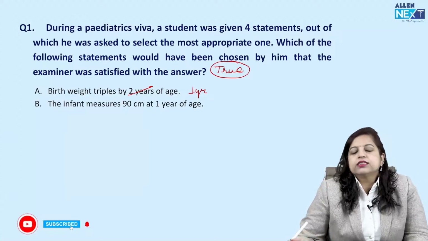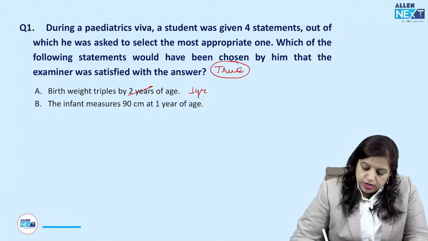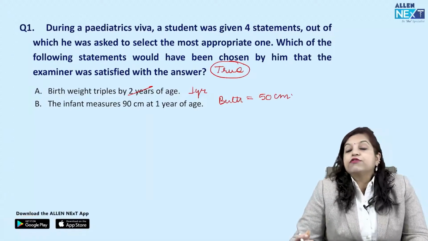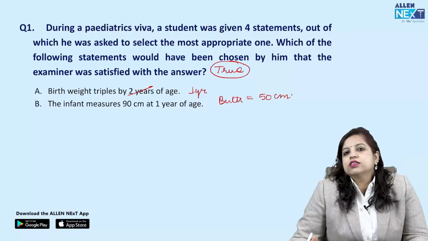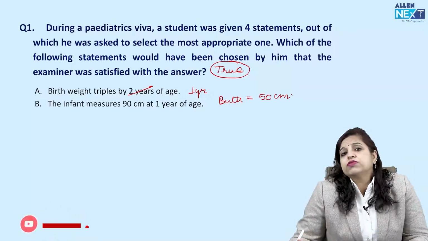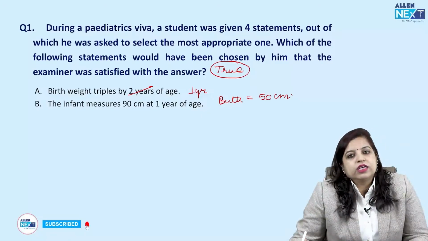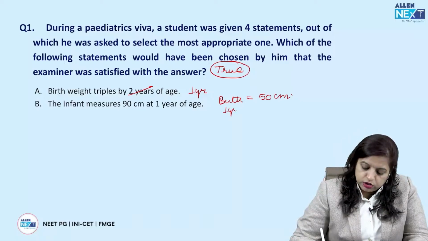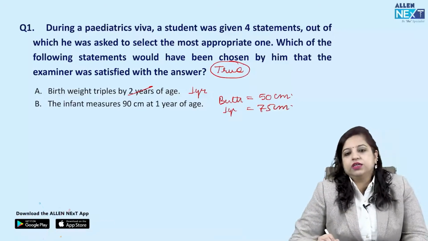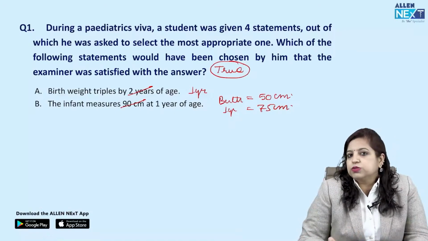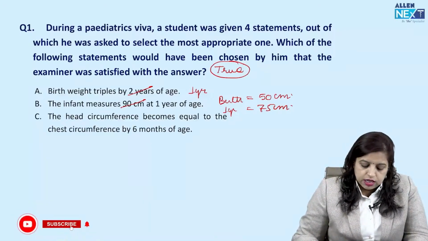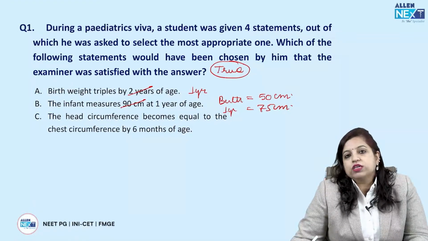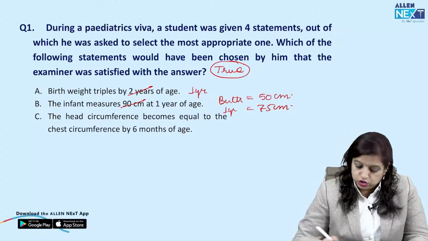The infant measures 90 centimeters at 1 year of age. We know at birth the child measures around 50 centimeters and a 50% increase in the height occurs in the first year of life. So what is 50% of 50 centimeters? We all know it is 25 centimeters. So add 25 centimeters to the 50 centimeters, and what comes at 1 year of age? The length is 75 centimeters. So definitely it is not 90 centimeters. Again, the examiner is not satisfied, right? Then, the head circumference becomes equal to the chest circumference by 6 months of age. No, it becomes equal by 1 year of age, not 6 months, right?